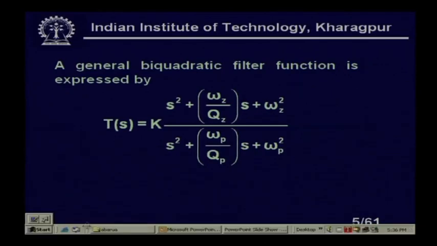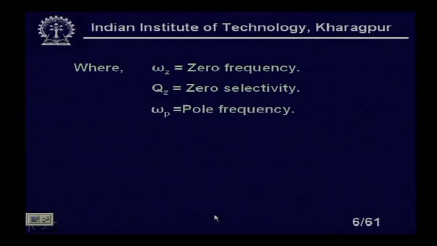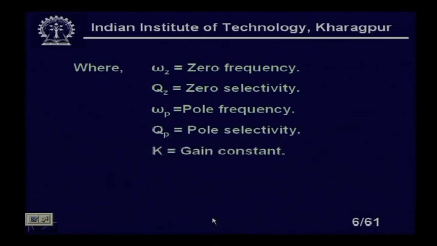Now, the legends in these expressions: omega z is the zero frequency, q z is the zero selectivity, omega p is the pole frequency, q p is the pole selectivity, and capital K is the gain constant of the circuit. These are the filter parameters. Suppose you have a resistance. If you say just the resistance value, it does not have any meaning. You have to define everything: the resistance value, its tolerances, its wattage. In that sense only, you will get the actual resistor.